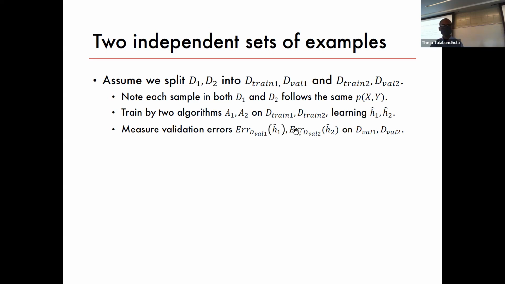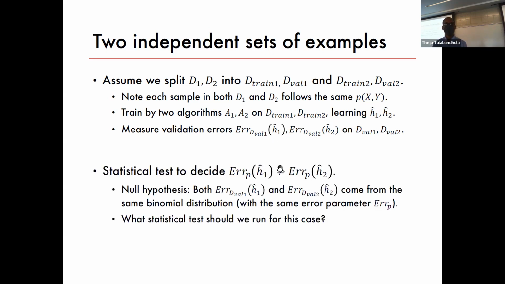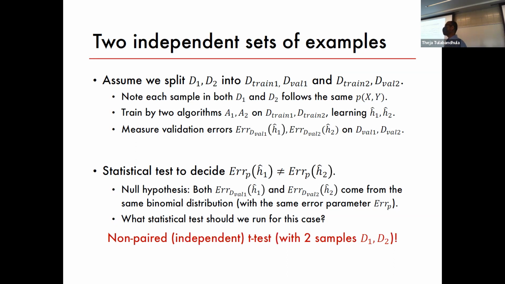What is the hypothesis? The null hypothesis is that these two errors are the same: the true error performance of model one and the true error performance of model two are the same. We saw this Bernoulli assumption about errors two lectures ago. And if you remember, for Bernoulli we made a normal approximation. If you do the normal approximation, we can use a t-test. It's an unpaired t-test in particular.